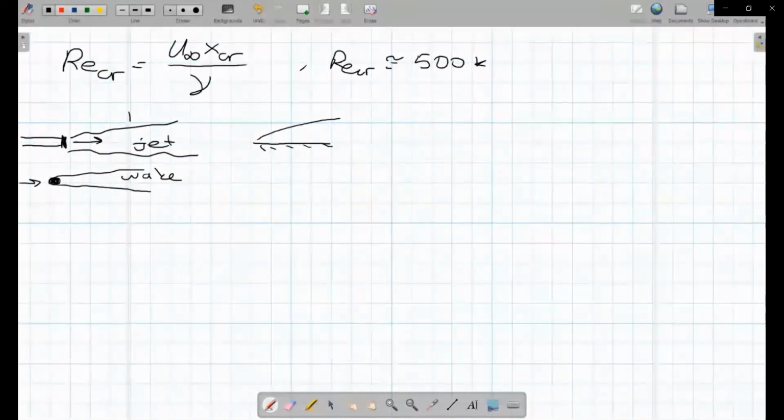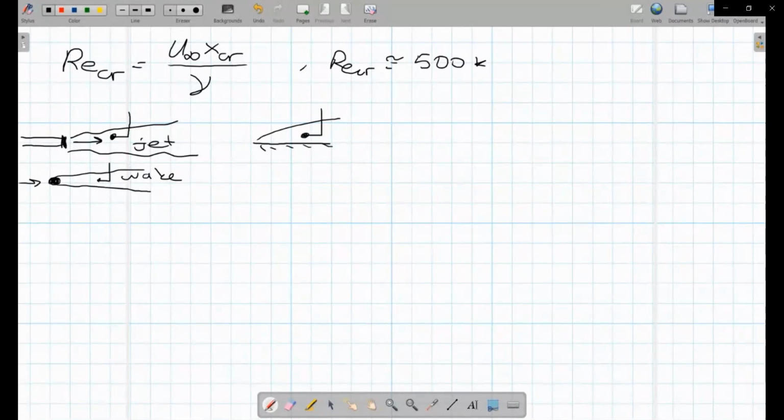If I put a measuring probe in a jet and monitor the velocity variation, or do the same for a wake flow or a boundary layer flow, I record the velocity. Normally, the velocity variation would look something like this. Let me try to plot it quickly: velocity versus time. On the x-axis we have time, and on the y-axis we have velocity.